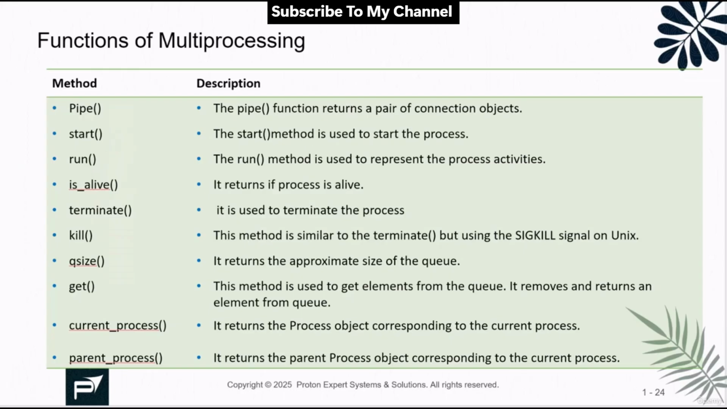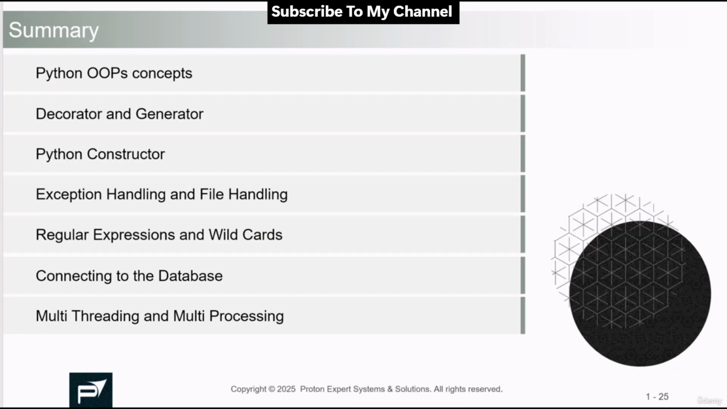These are the functions of multiprocessing such as pipe, start, run, is alive, terminate, kill, queue size, get, current process, parent process. In this lesson, you have learned about Python OOPS concepts, decorator and generator, Python constructor, exception handling and file handling, regular expressions and wildcards, connecting to the database, multi-threading and multiprocessing.